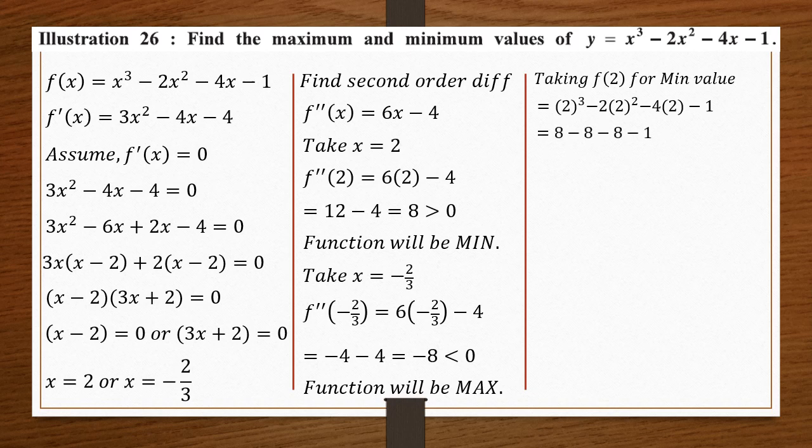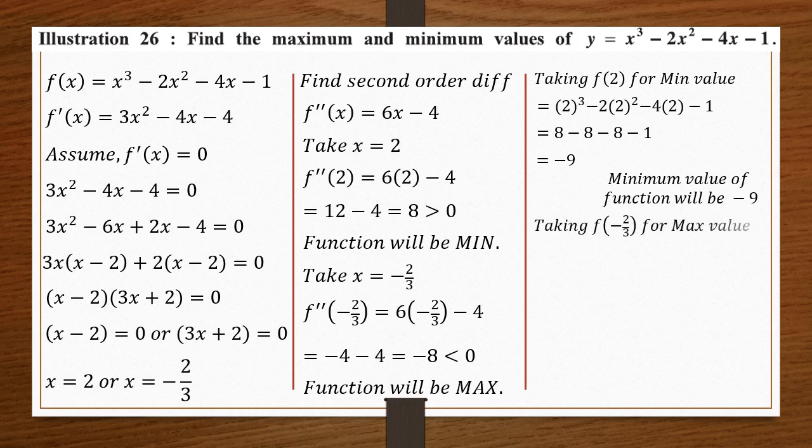When we simplify, 8 minus 8 minus 8 minus 1, and again simplifying it, I will get negative 9. So the minimum value of the function will be negative 9. Next I will take x equals negative 2 upon 3 for the maximum value. I will replace all the x's in the original function with negative 2 upon 3.